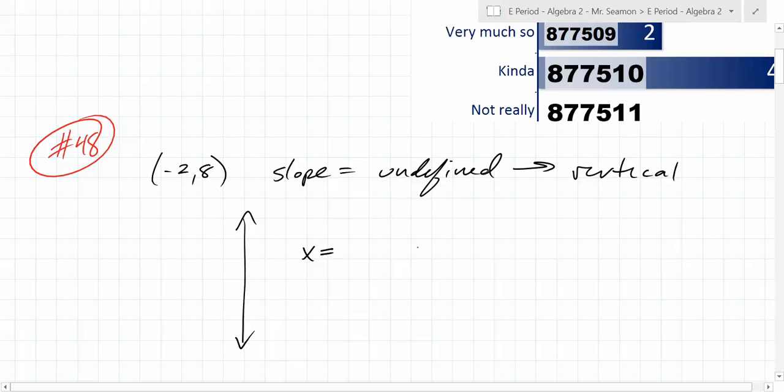What's the only point we know on this vertical line, Milo? That 8 is not a point. A point has two numbers. Which point is the only one we know? Yes, exactly. So we know that negative 2, 8 is on this. Give me another point that's definitely on this vertical line. What could that point be?